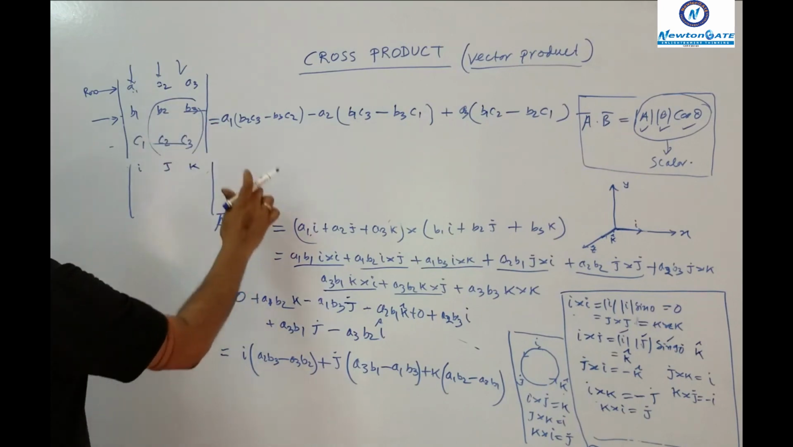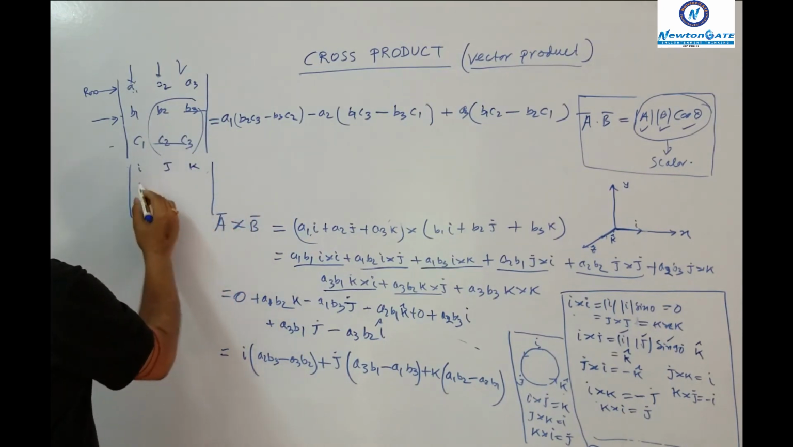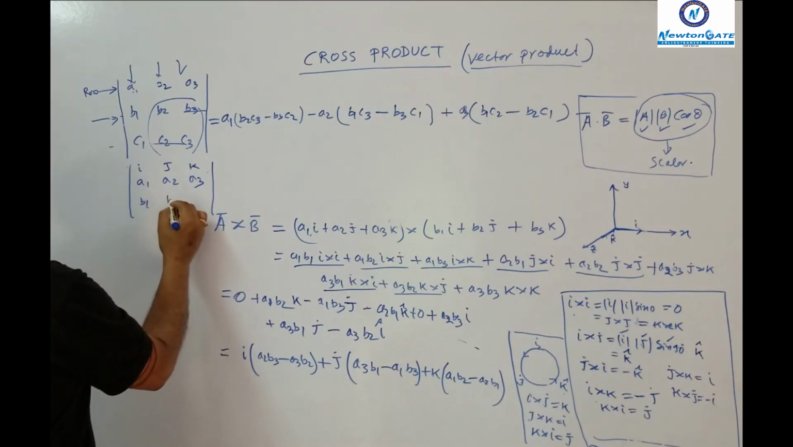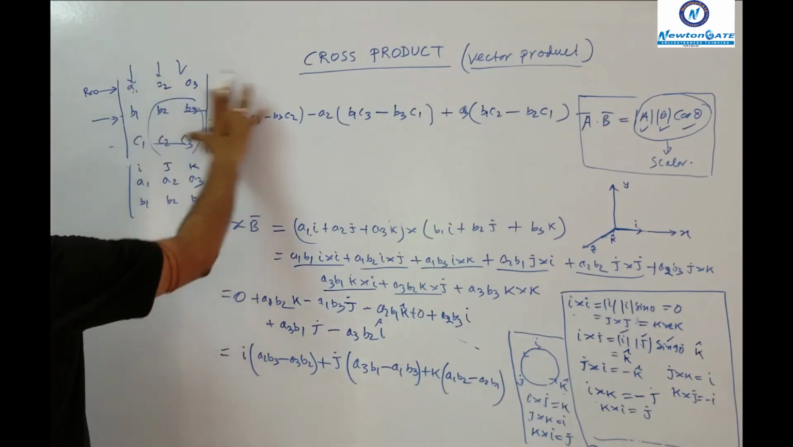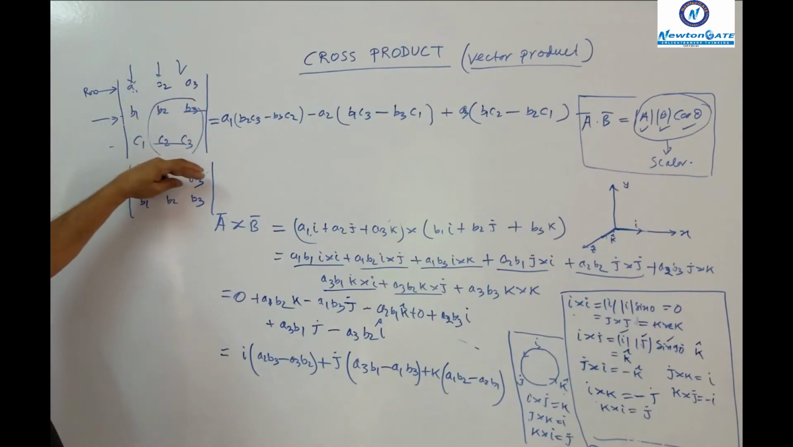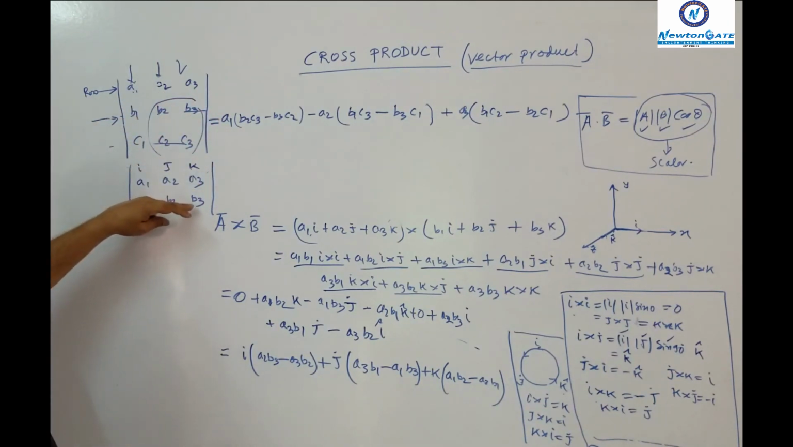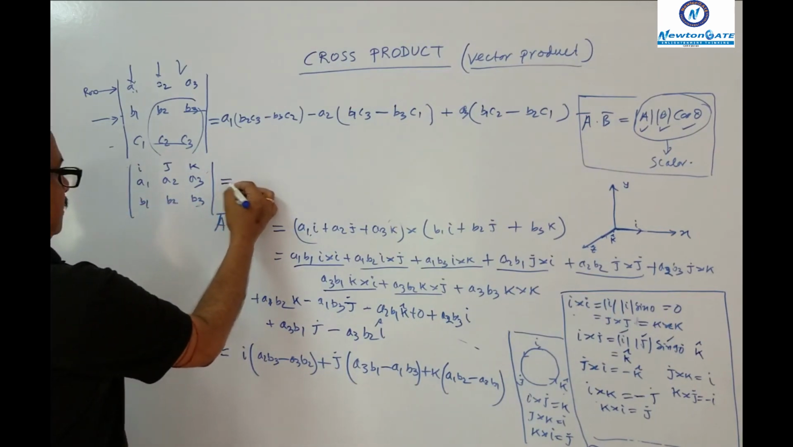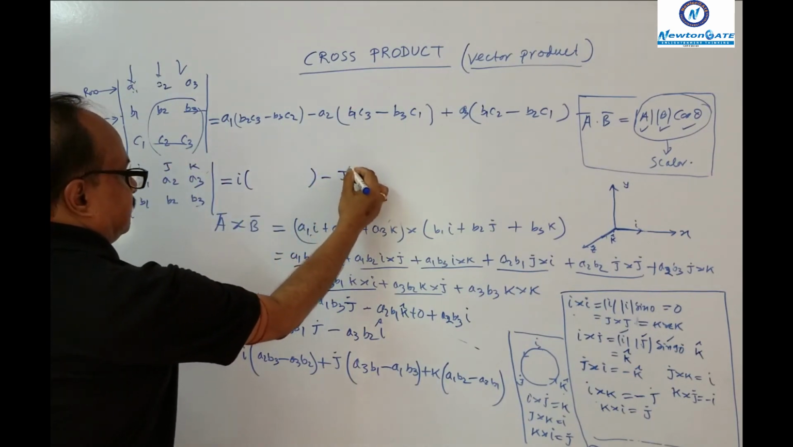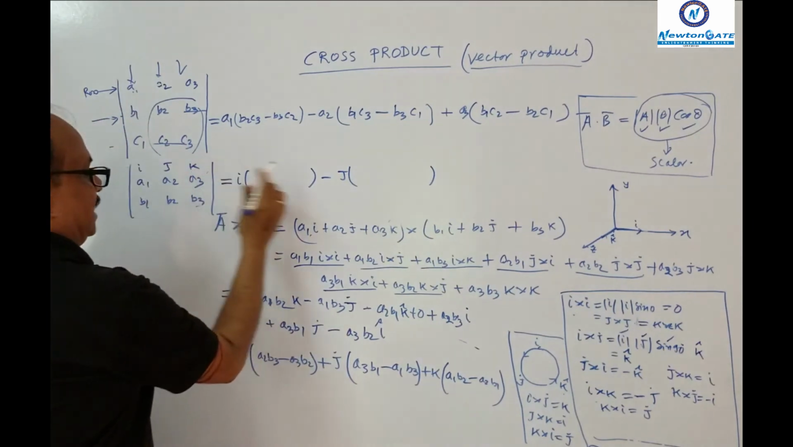In the second row, I will write A1, A2, A3. In the third, I will write B1, B2, B3. Same thing I will do. In place of the first row, I write I, J, K. In the second row, I write the first vector's components. And in the third row, I write the second vector's components. Now I will write this I minus J, and this is plus K.